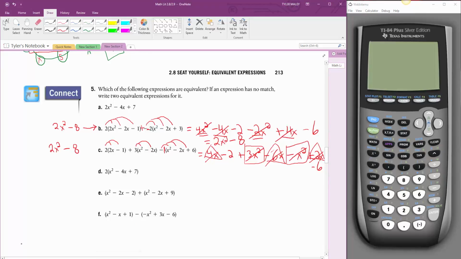So I'll just make a note of this. Currently part B and C are equivalent. So then we'll look through part D. For part D, I'm just going to distribute this 2 through. This gives me 2x squared. 2 times negative 4 would be minus 8x. And then 2 times plus 7 would be plus 14. So here I get 2x squared minus 8x plus 14.